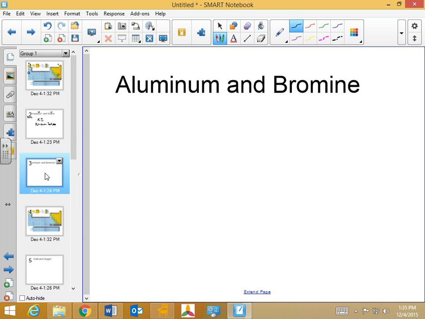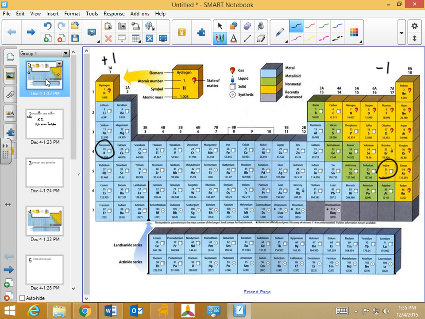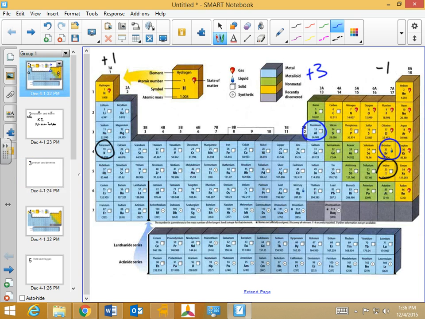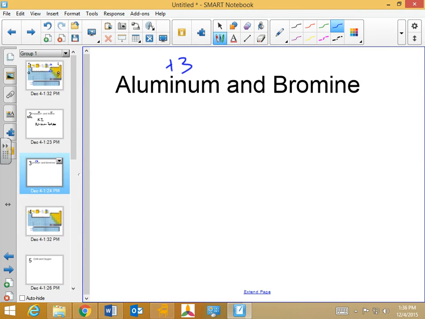Our next one is aluminum and bromine. So if I go up here to the periodic table and we look, aluminum is over here in group 13, so it is a +3. And bromine is here in group 17 as well, so it's a -1. So I go back here: aluminum +3, bromine -1. Let's put these together. Again, I have to balance the charge. They have to have a total charge of 0. So therefore, I need 3 of these bromines, all 3 of them at -1, to equal out that 1 aluminum.